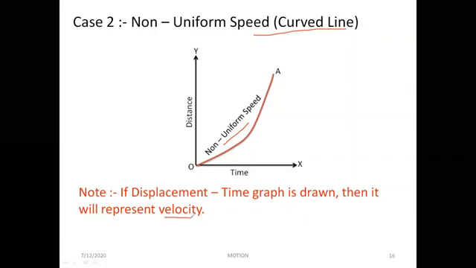Also, you can click on the I button for the previous videos. If distance is replaced by displacement here, यहाँ पे हम लोग अगर distance को displacement से replace कर दें, then we draw a displacement time graph, and displacement time graph represents the velocity of the body.